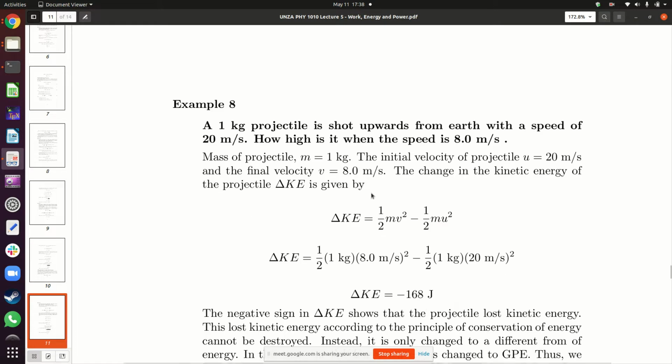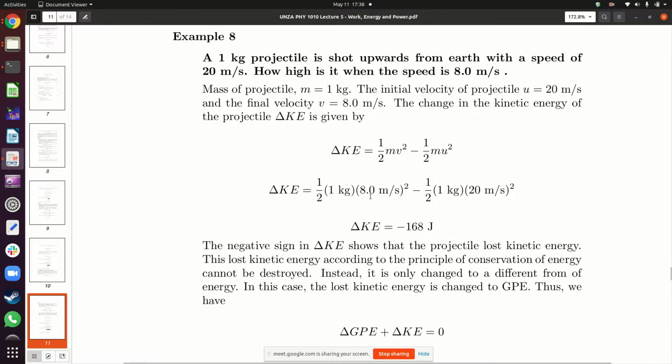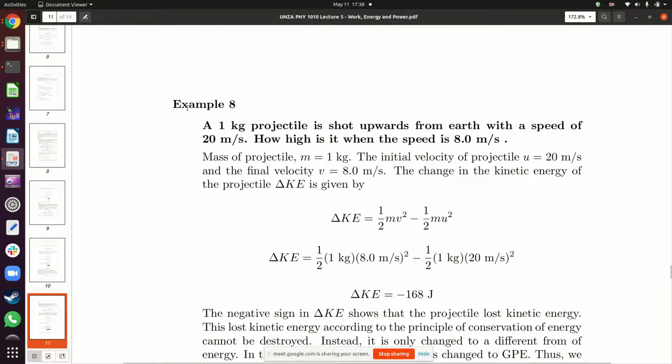Okay, so let's see how we can use that. Example 8: a 1 kg projectile is shot upwards from Earth with a speed of 20 meters per second. How high is it when the speed is 8 meters per second? A couple of things. We have the mass of the projectile. This projectile is going away from the surface of the Earth. So it has an initial velocity of 20 meters per second, and after some time, its velocity becomes 8 meters per second. So there has been a change in the velocity of this projectile.